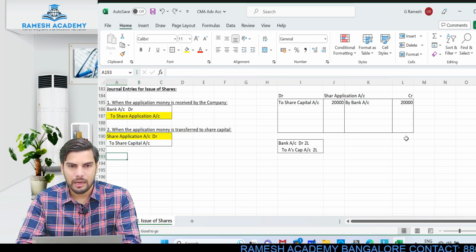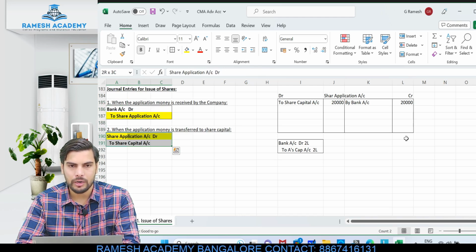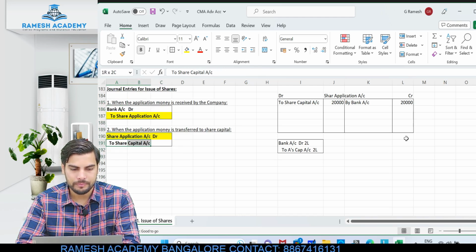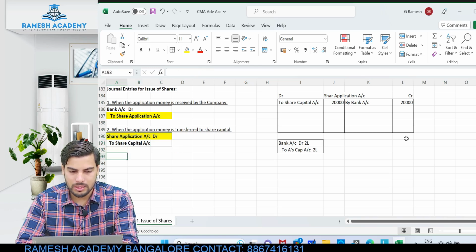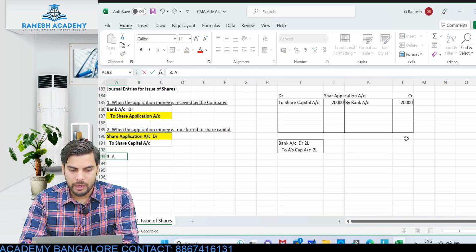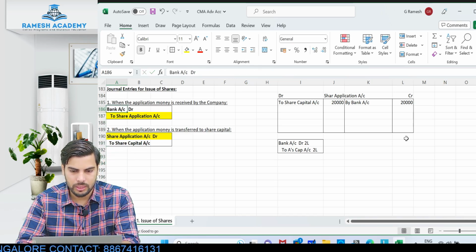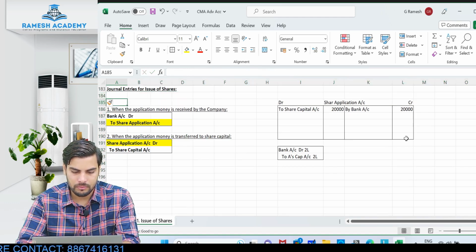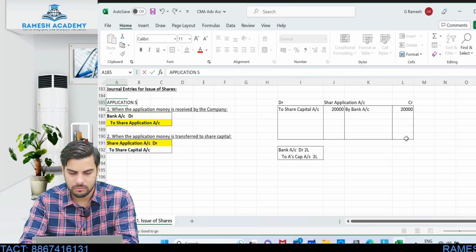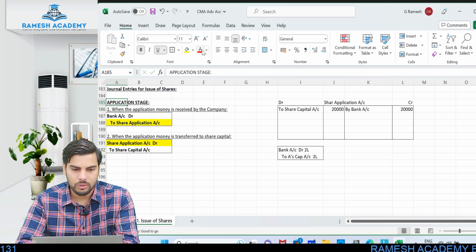Hope you guys are at least getting a fair bit of idea. So try to remember these would be the journal entries. First entry would be bank account debit to share application account. The next entry would be share application account debit to share capital account. Now let's talk about this third entry. From here on, the allotment stage would begin. This was actually the application stage.